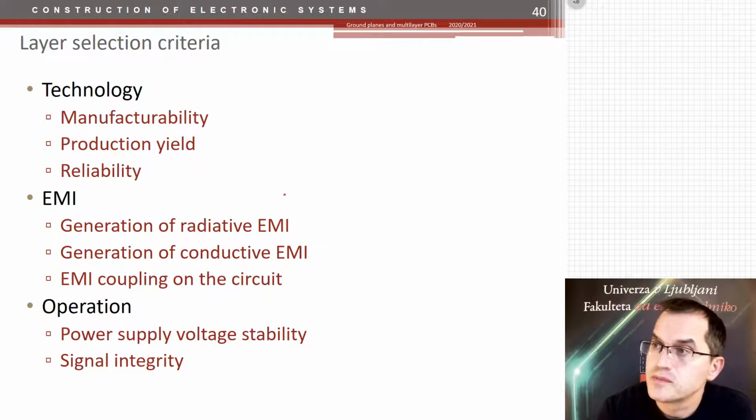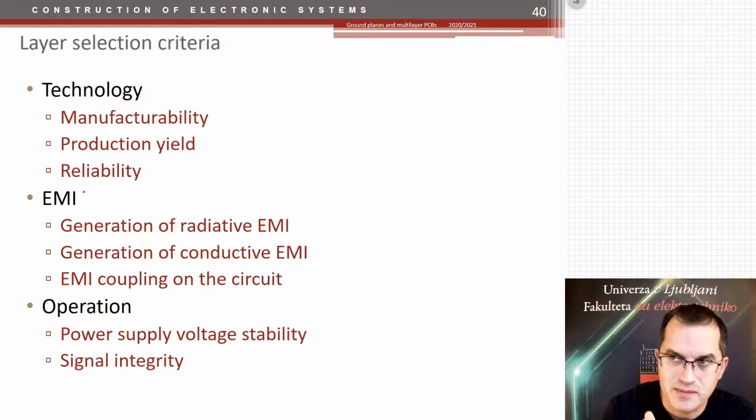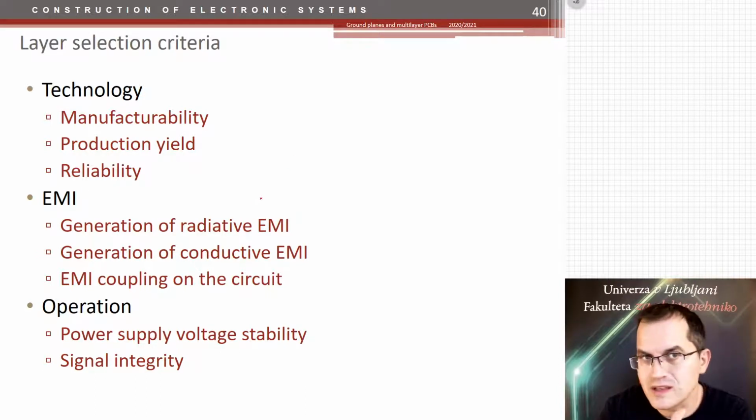First of all, we have to ask ourselves about technology, whether we can make such PCBs. What is the production yield? What is the reliability, the long-time reliability of the PCBs? So this all affects how we design and choose what the layers are used for. The EMI, the radiative EMI and conductive EMI, that all is very affected by the choice of the layers.